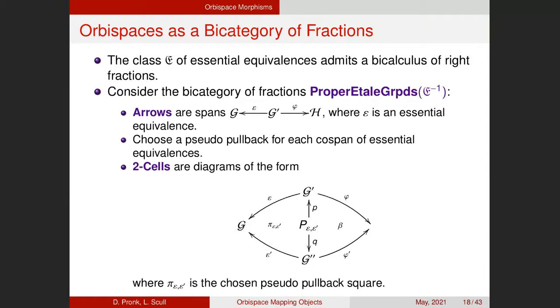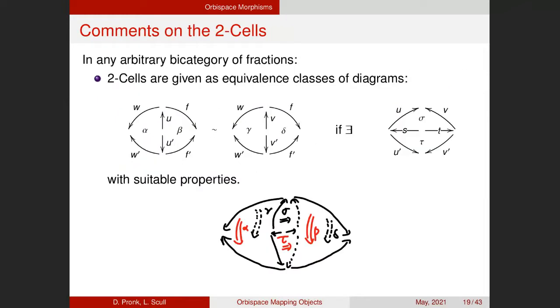But now look, I am going to do something that I didn't tell you I was allowed to do. So I'll talk about that in a moment. I'm going to say my two cells are just diagrams of this form. I know that I can take a pseudo pullback. So I'm choosing a pseudo pullback for every pair of essential equivalences with the same codomain. And my two cell diagrams will now just be the pseudo pullback on the left-hand side and then an arbitrary two cell from phi p to phi prime q on the right-hand side. And so I need to talk about that a little bit.